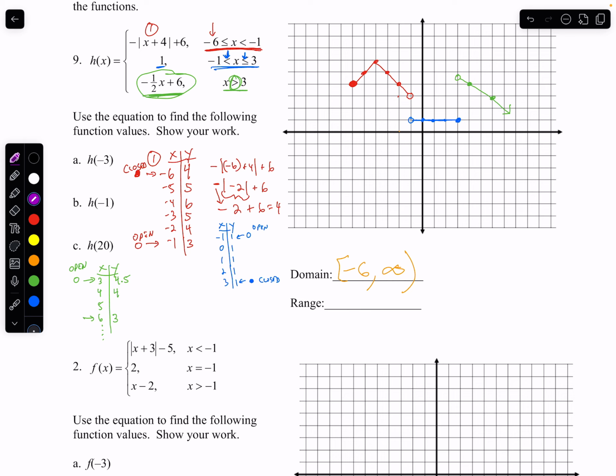Oh, hey. So for range, we're going to look at the lowest value. So it looks like this arrow means it goes down forever. So it just keeps getting lower and lower and lower. So it's negative infinity. And the highest value is here. And there's no arrows that point upward. So that's 1, 2, 3, 4, 5, 6. So it goes from negative infinity to 6, it looks like, for the range. Negative infinity to 6. And it is a closed circle right there. So we include the 6.